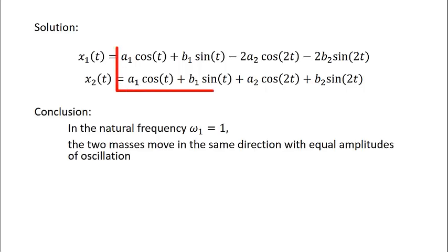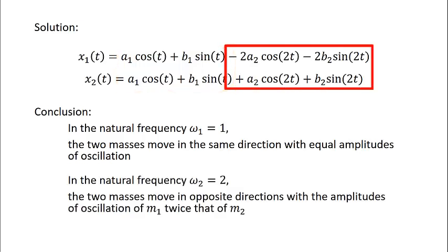And then we're able to conclude that in the natural frequency of omega equals 1, the 2 masses moved in the same direction with equal amplitudes of oscillation. And that in the natural frequency of omega equals 2, the 2 masses moved in opposite directions with amplitudes of oscillation of mass 1 twice that of mass 2. Okay, so here we go.